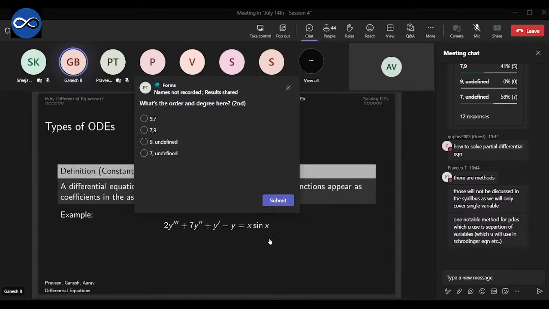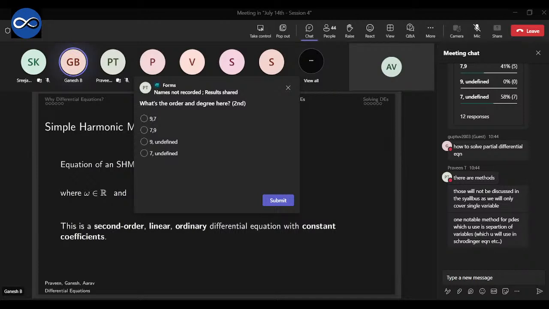An advantage of this is it simplifies a lot of things when you try to solve it. Solving constant coefficient ODEs is actually much easier than solving equations where the coefficients are not constants but functions of x, functions of the independent variable.